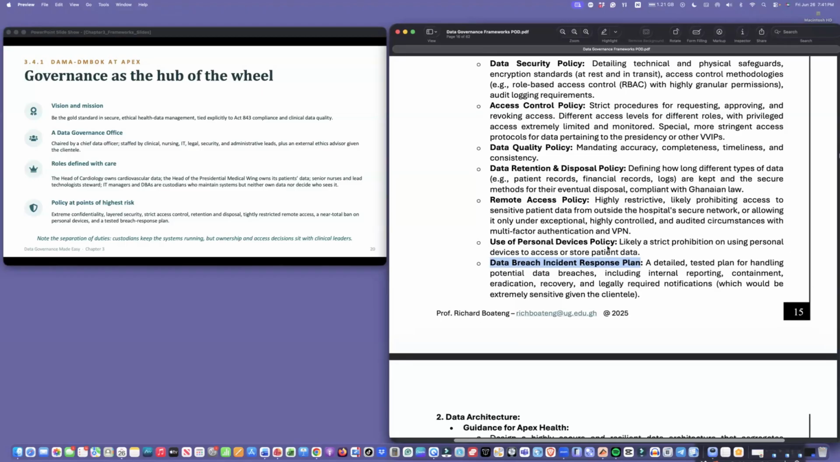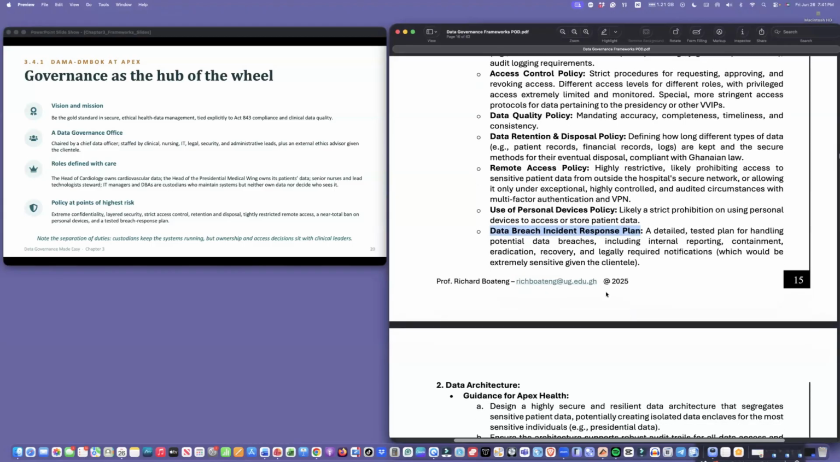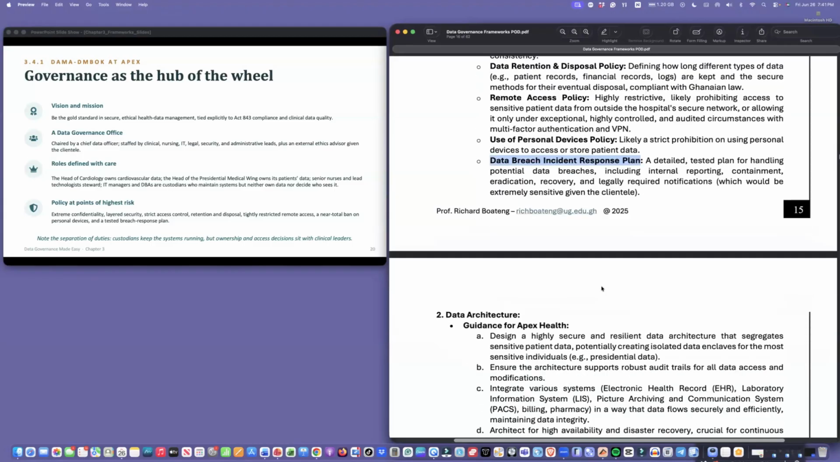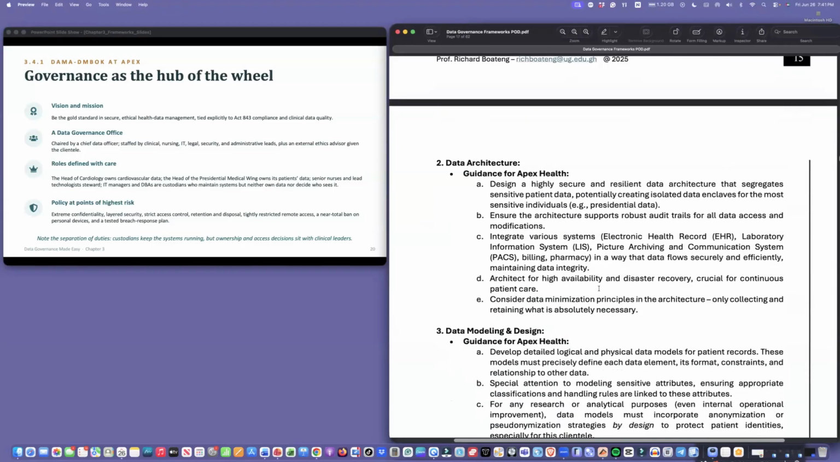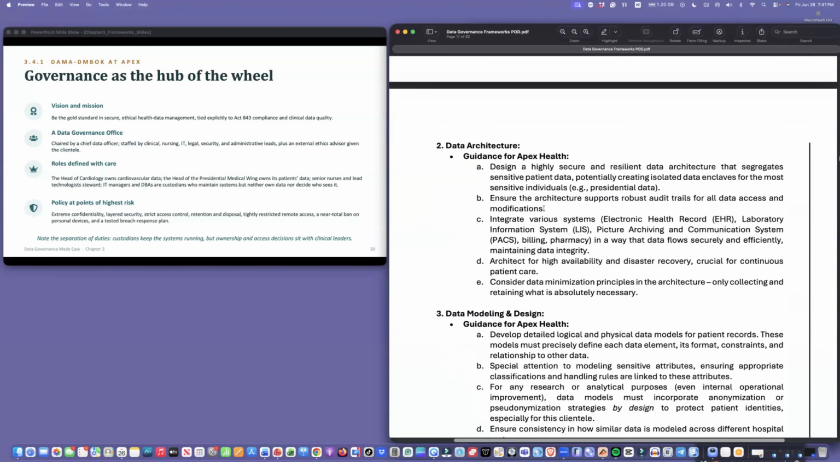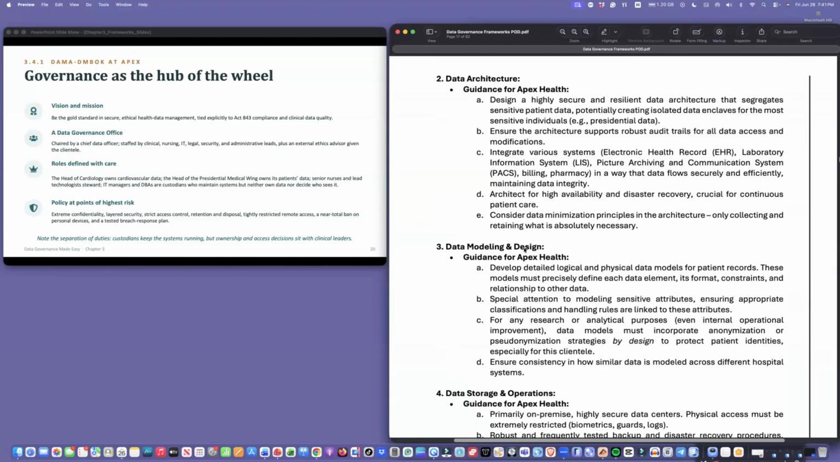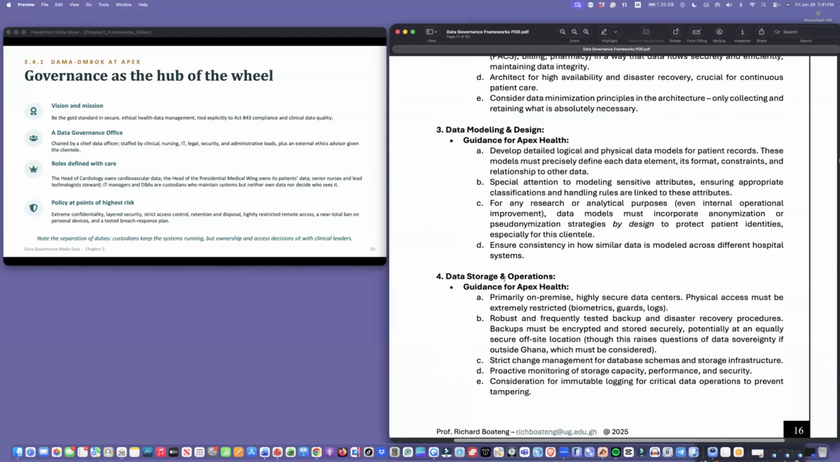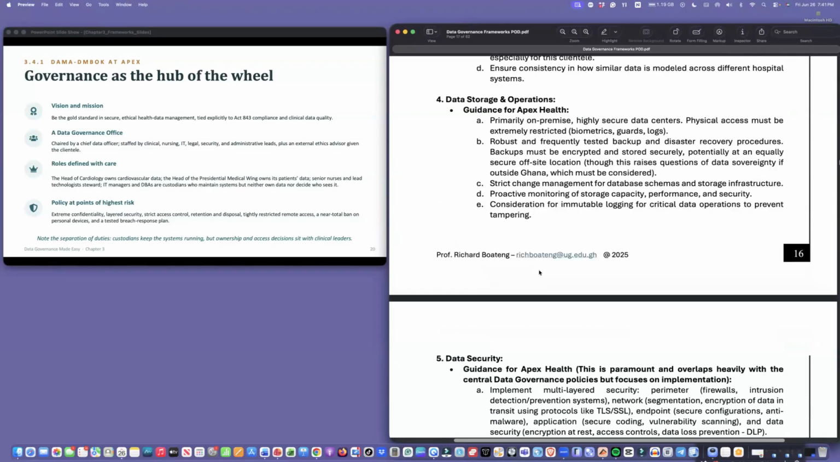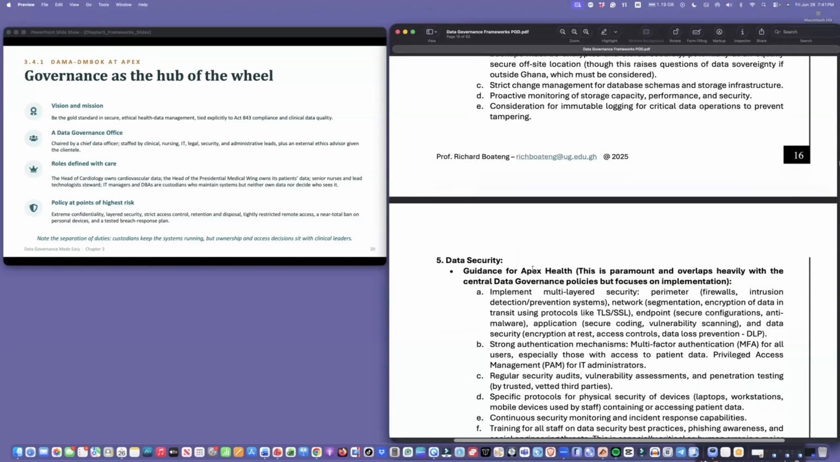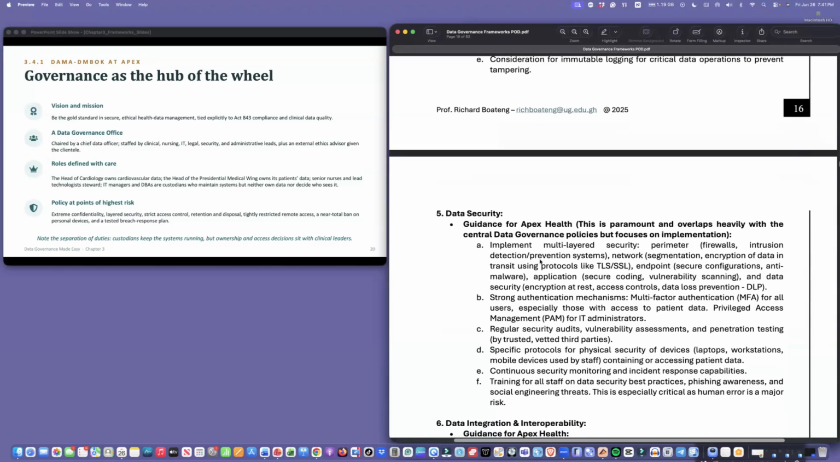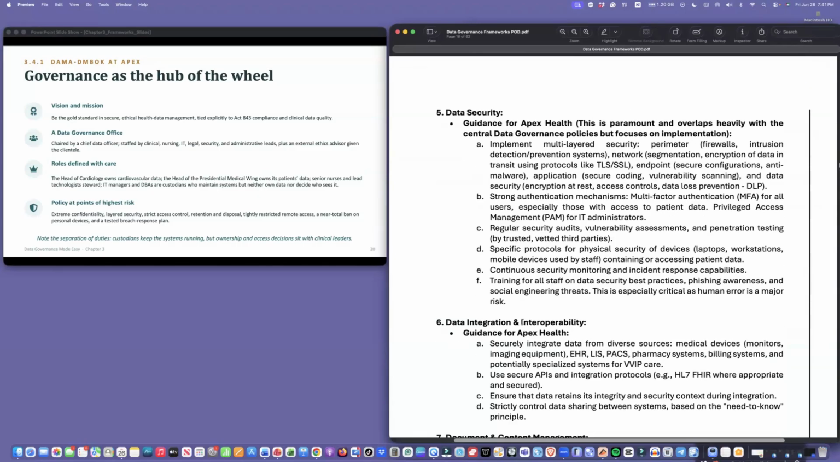So use of personal devices policy. And then for a clinic like this one, which is highly sensitive, you can't use a personal device there. Then data architecture: what you need to design, the kind of architecture you should have, data modeling and design, data storage and operations. All this is just DMBOK. I'm not even going to another one. Guidance for Apex Health, for data security. These are some of the things you may think about.